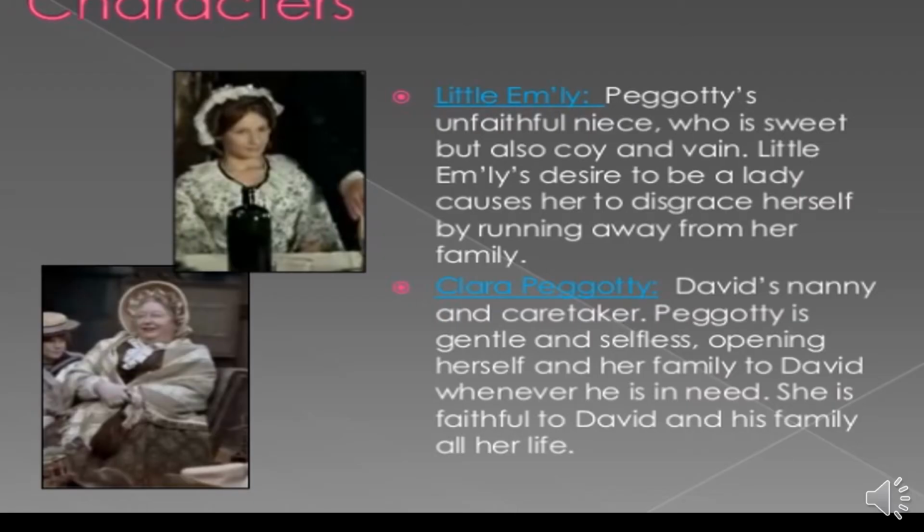Little Emily. Little Emily is Begetty's unfaithful niece. Sweet girl, but coy and vain. Her desire to be a lady caused her to disgrace her family and herself by running away from her family. As we will see, Emily ran away with Steerforth, David's friend.